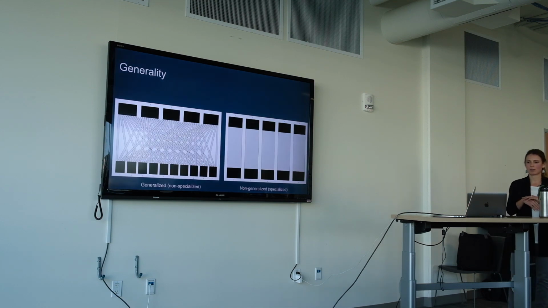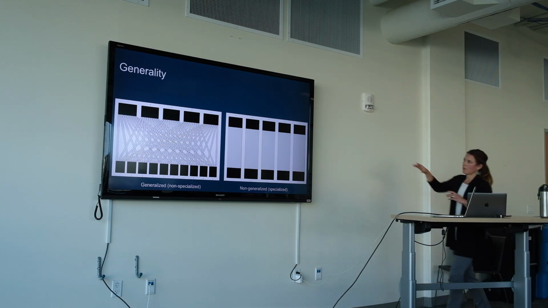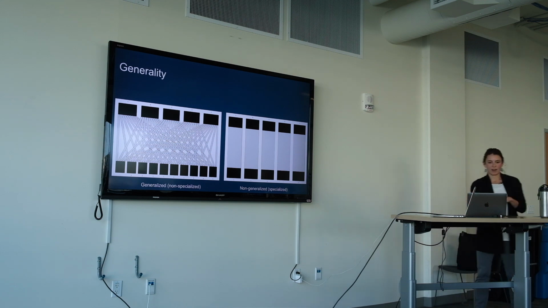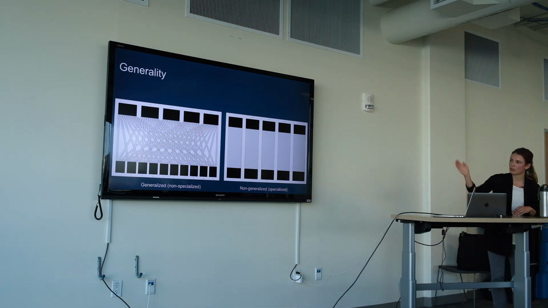And here's an example of what generality looks like in a bipartite network. So again, you have one set of species on the top and one on the bottom, and then the lines showing how they're interacting. So generalized on the left, and this is the extreme example where the species on the top are visiting every single possible species, and on the right, they're only visiting one.